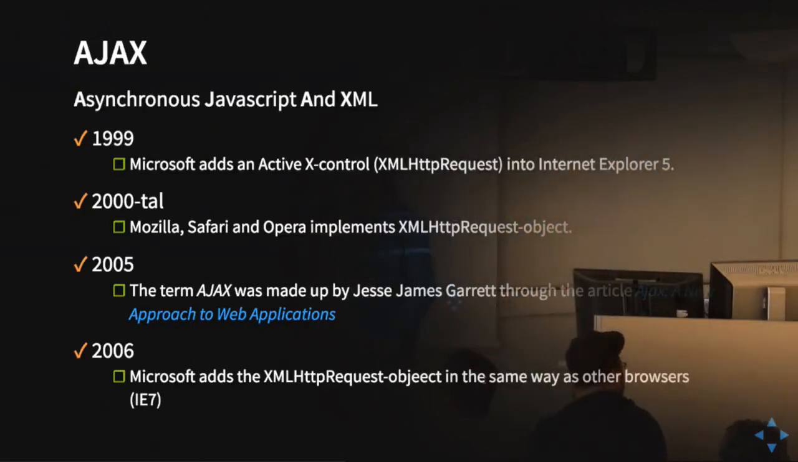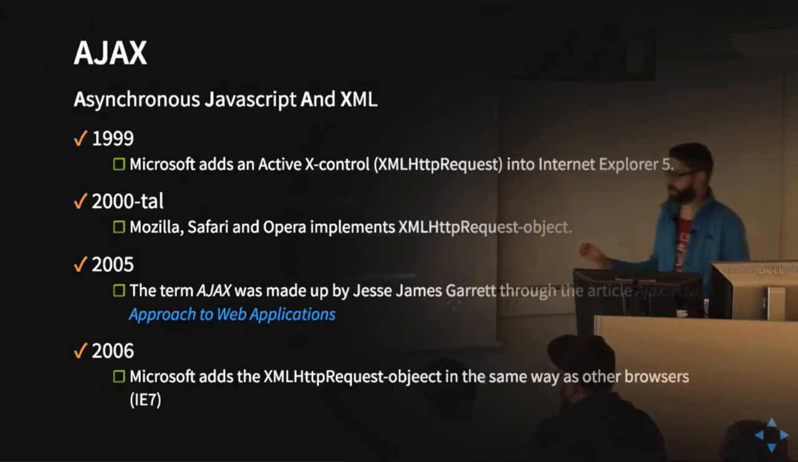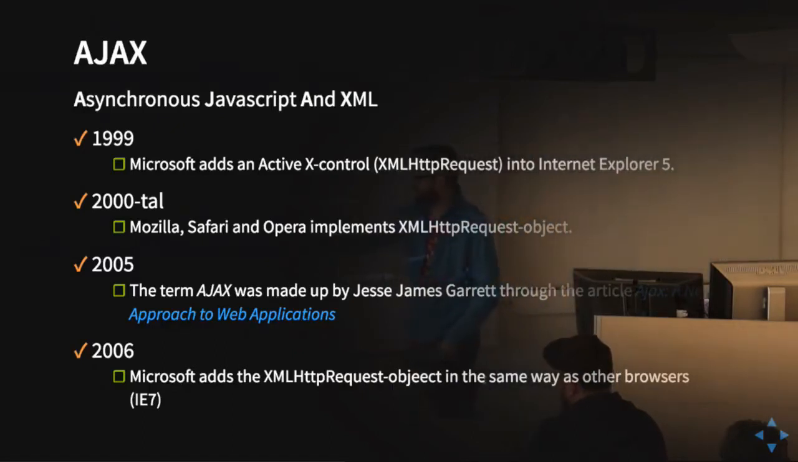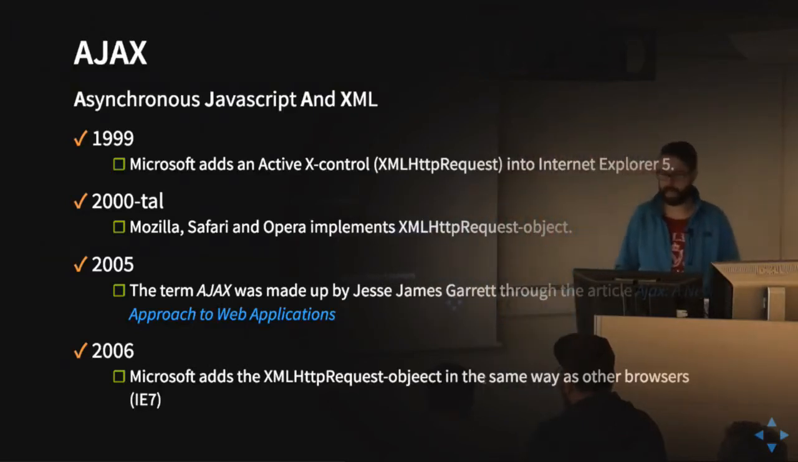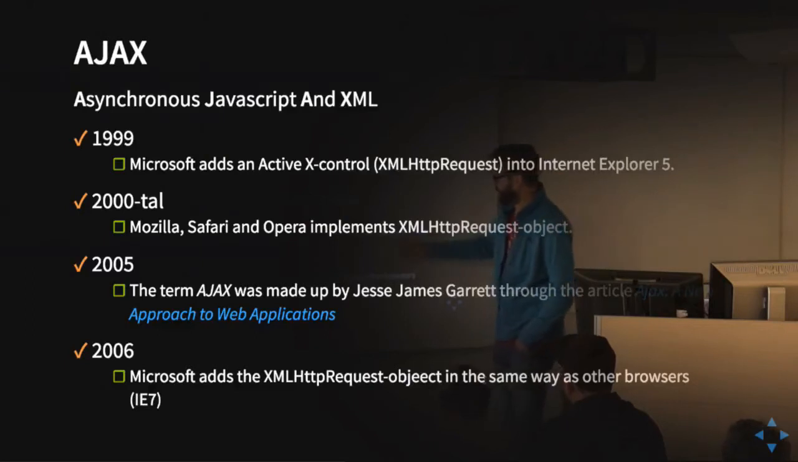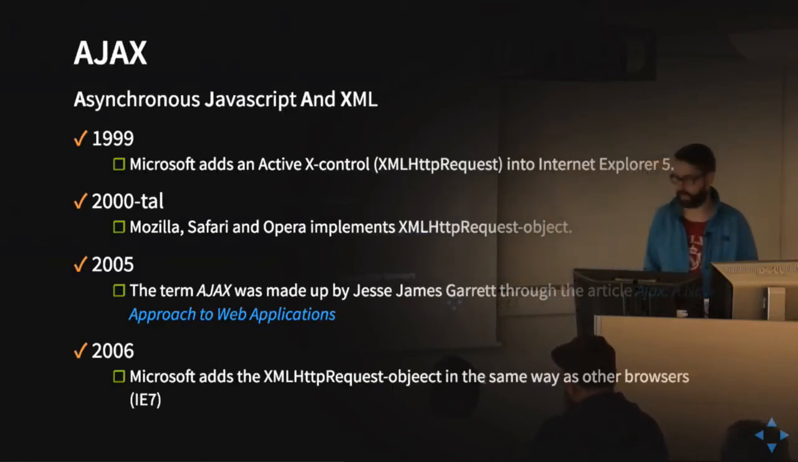So as I said, Mozilla, Safari, Opera, and the other browsers implemented the XMLHttpRequest object that mimicked the ActiveX component back in 2000. In 2005, Jesse James Garrett wrote an article called Ajax: A New Approach to Web Applications. And this one is a classic because starting with this, developers got their eyes on the XMLHttpRequest object. It's been there for a while, but no one had really noticed it. But with this article, the revolution began, and he called it Ajax, asynchronous JavaScript and XML.